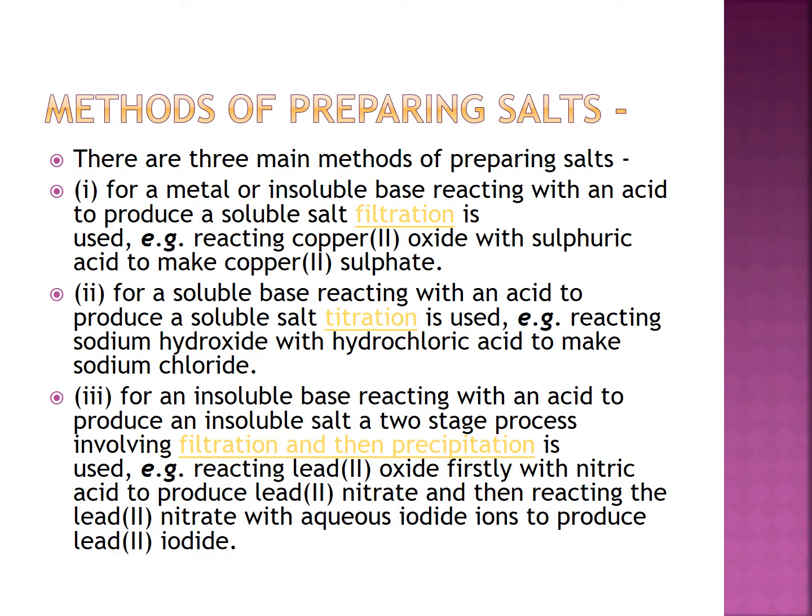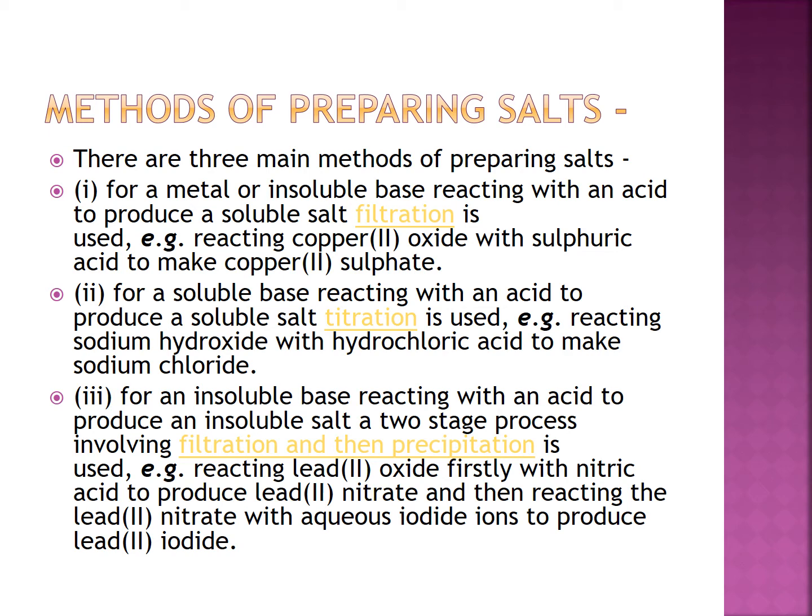Now the methods of preparing salts. We know that there are three main methods of preparing salts. Number one is for a metal or insoluble base reacting with an acid to produce a soluble salt. Then the filtration method is used. For example, reacting copper-2 oxide with sulfuric acid to make copper-2 sulfate. For a soluble base reacting with an acid to produce a soluble salt, the titration method is used. For example, reacting sodium hydroxide with hydrochloric acid to make sodium chloride.